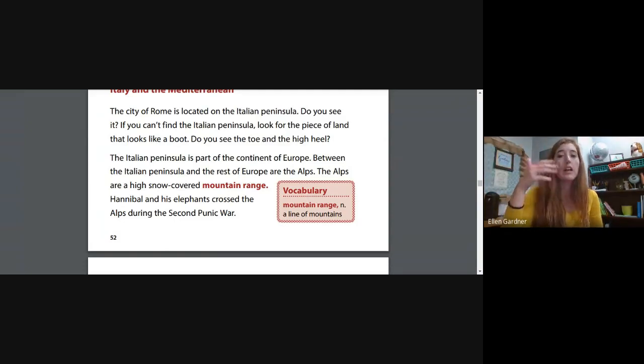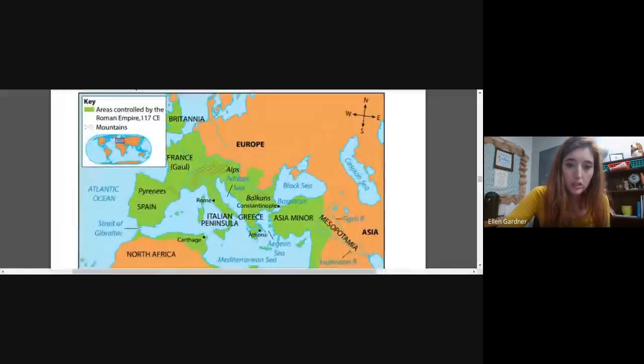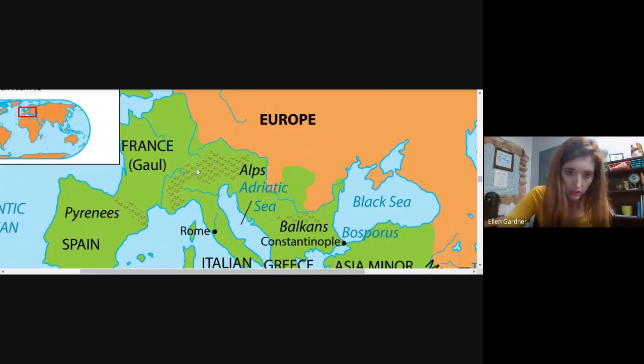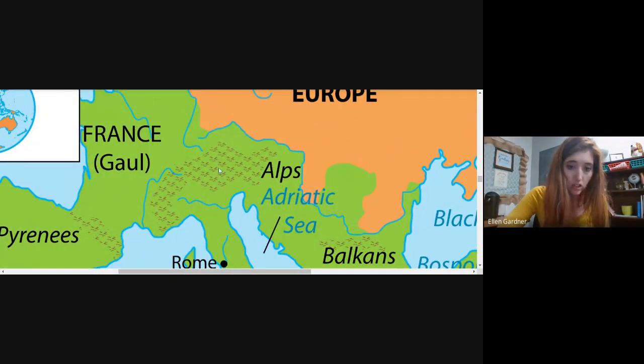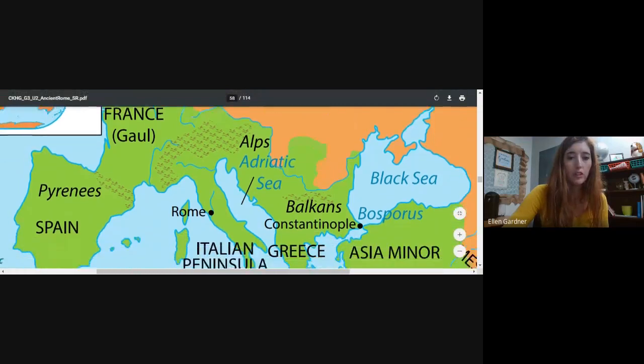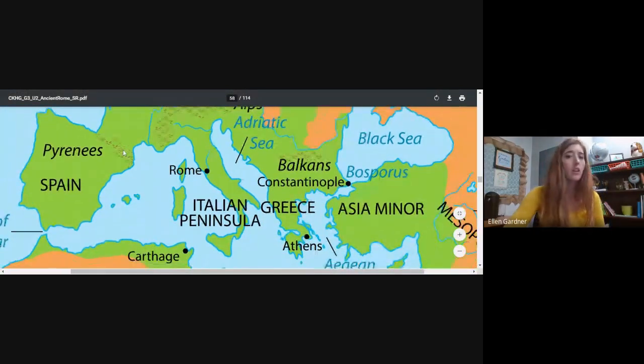Between the Italian peninsula and the rest of Europe are the Alps. Now, the Alps are a high snow-covered mountain range. We heard about it with Hannibal. Hannibal and his elephants crossed the Alps during the Second Punic War. This is what the Alps are, the little brown dots, that's their way of showing a mountain range. So that separates Rome from what was called Gaul and is now France, and also from Spain, although there's another mountain range called the Pyrenees.